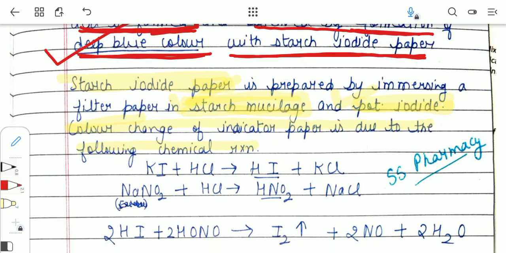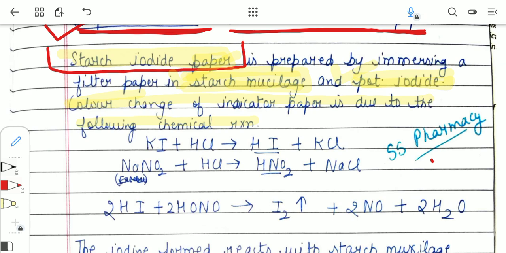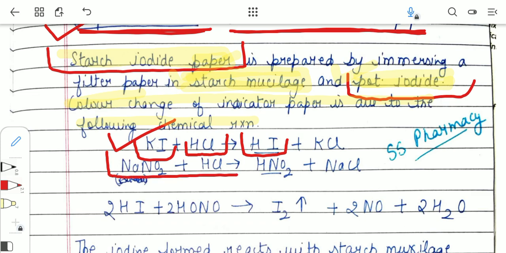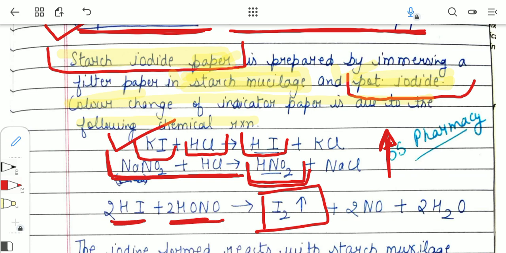Firstly, when we immerse our starch iodide paper in our solution, the potassium iodide of the paper reacts with the hydrochloric acid which is already in the solution to form hydrogen iodide. This is the first reaction. The second reaction is our step 1, in which sodium nitrite reacts with hydrochloric acid to form nitrous acid. At endpoint, when nitrous acid is present in excess, this excess nitrous acid reacts with the hydrogen iodide to liberate iodine along with the formation of other compounds. Simply, we can say that iodine is being liberated by these reactions.